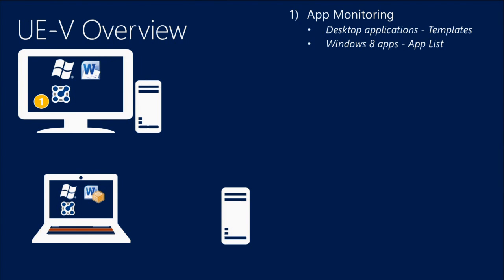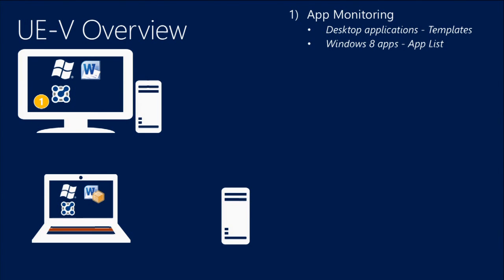Desktop applications leverage what we call templates. Desktop applications are what you've been using in Windows 7, Windows XP. These are your traditional applications, and they really don't know much about state management. So what we've done is we've created a technology called templates that allows me to identify the application that I want to monitor and also the settings that I want to synchronize. That's all stored in a template.